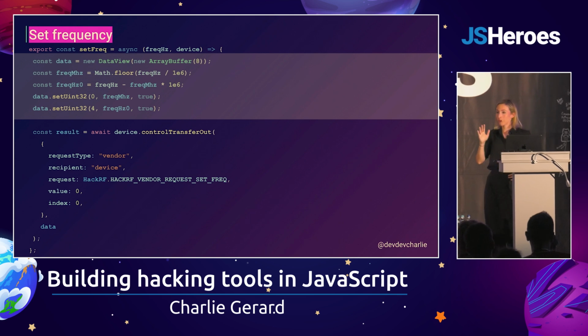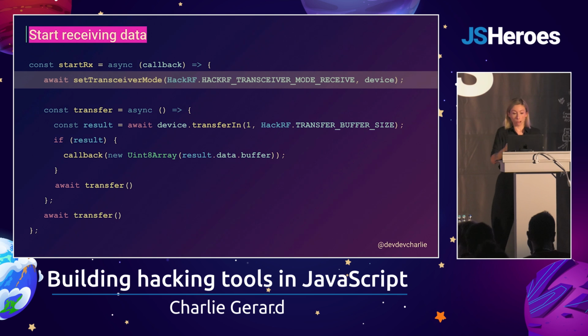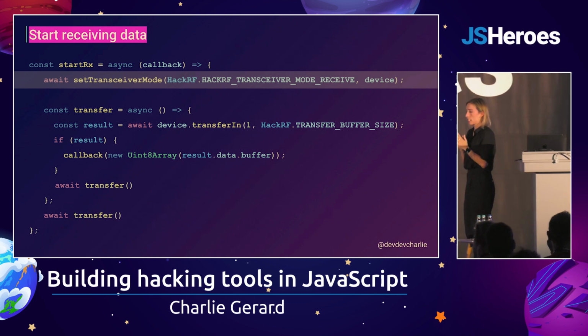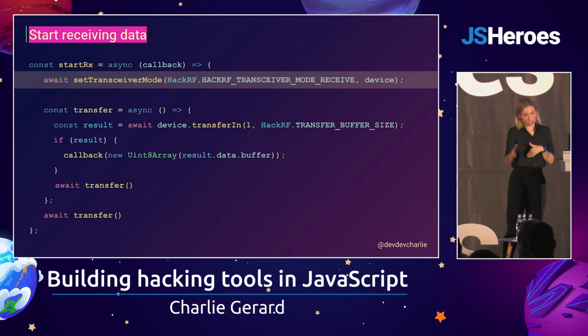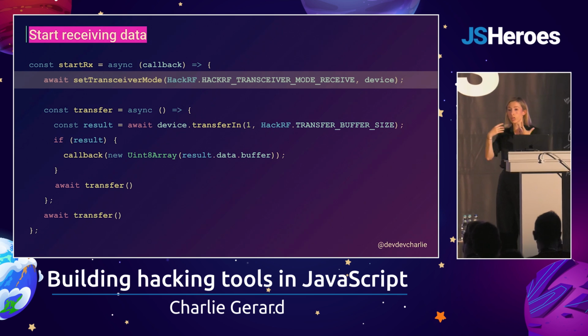So at this point, we have just connected to the device, and we've set a few different settings, but we're still not doing anything. We're not receiving anything at the moment. So let's do that. To start receiving, as I said, this device can receive and can transmit. So the first thing you need to do is to actually tell it we're in receiving mode.